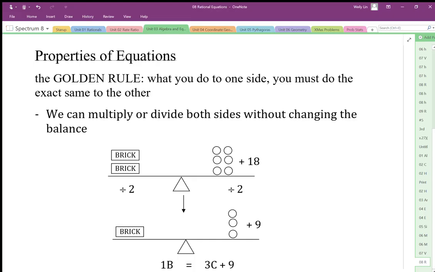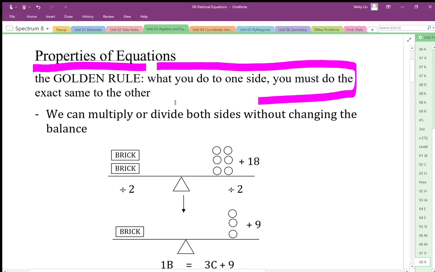So again, the only rule we have in equations, there's only one rule, and that is what we do to one side, we have to do to the other. Okay, we have to keep it balanced. So that is the only rule we have. As long as we do that, we're allowed to do whatever we want.